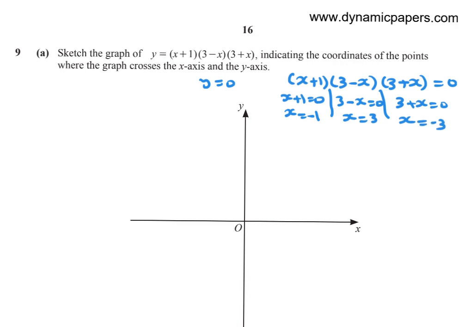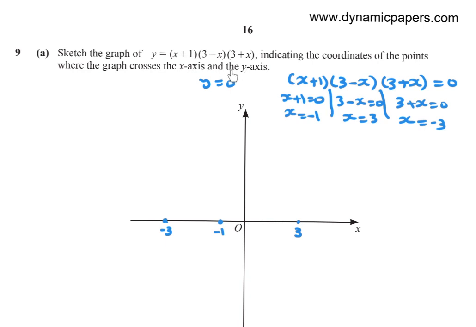So the intersection with the x-axis is at negative 1, negative 3 and positive 3. So the curve intersects the x-axis at negative 1, negative 3 and positive 3.